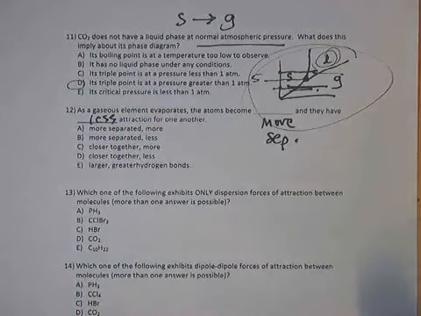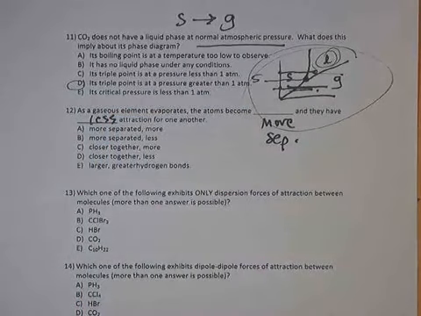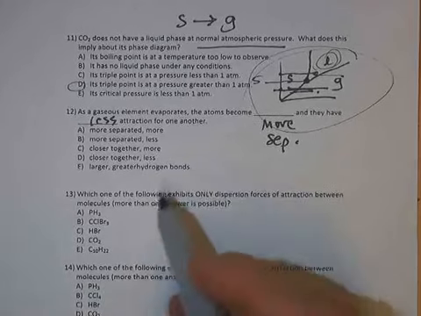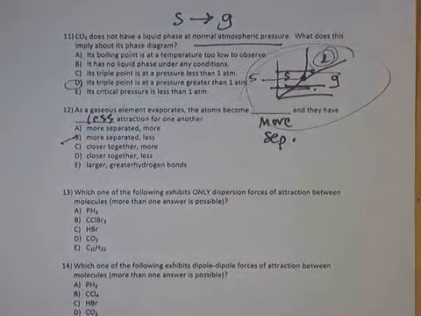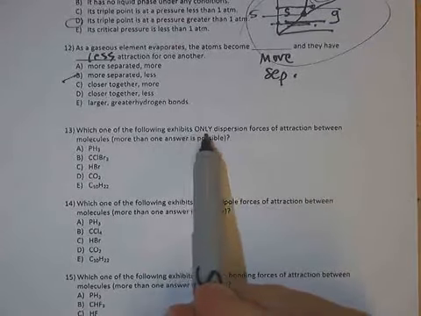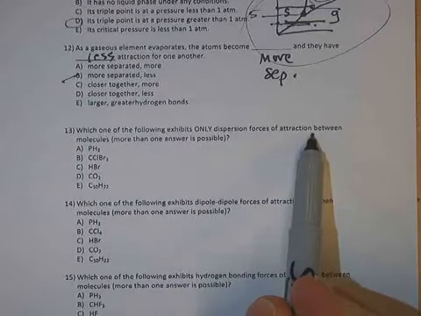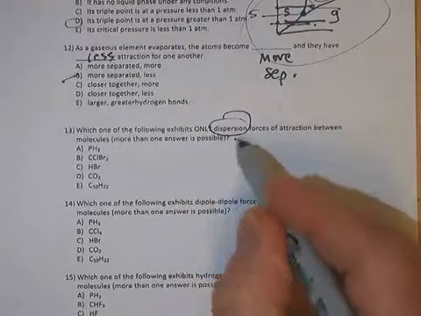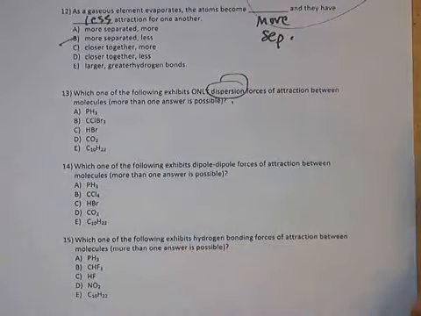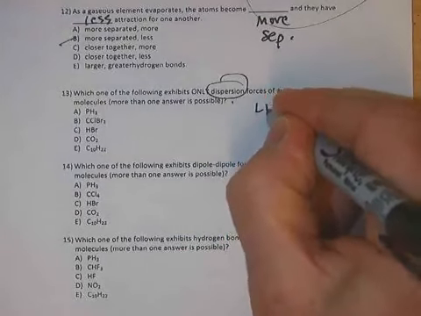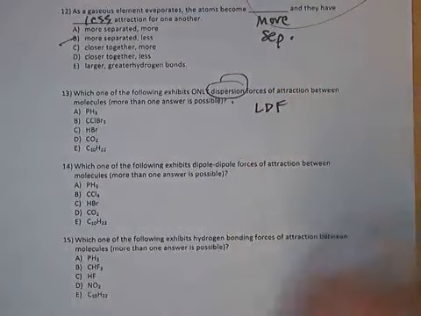Yeah. Okay, number 12. As a gaseous element evaporates, the atoms become more separated, and they have blank attraction. They have less attraction for one another because, of course, we went from a liquid to a gas, and gases are the least attracted form of matter. So that would be letter B, I believe.